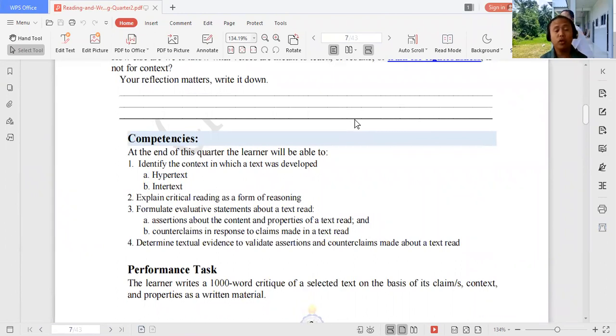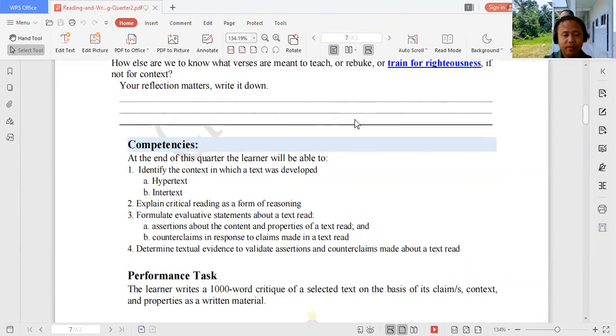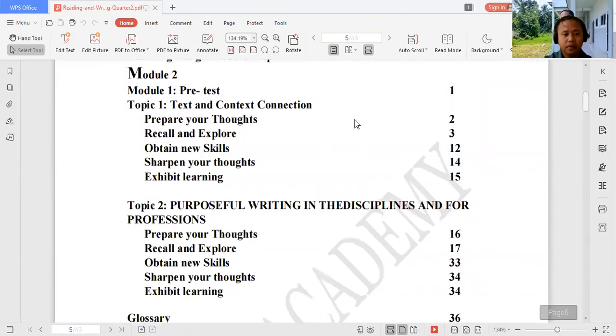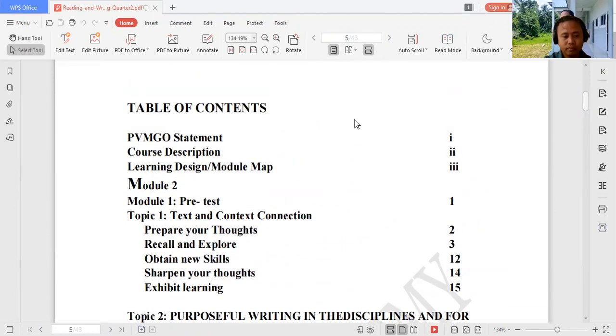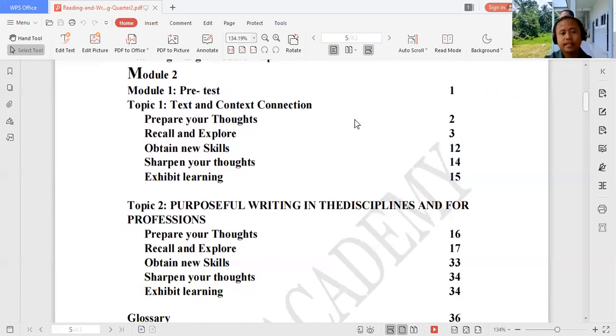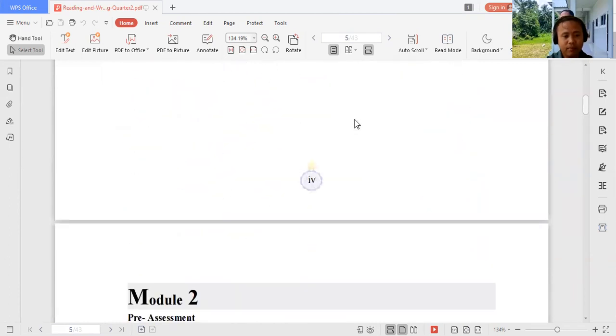So this time we are going to discuss our lesson one, and that is number one, text and context connection. Okay, text and context connection. So we are going here to discuss something.